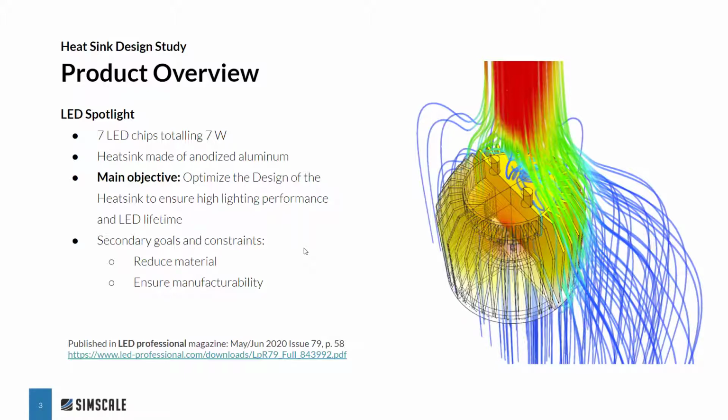We're going to be looking at an LED module with 7 LED diodes or chips totaling 7 watts of dissipated heat. And the objective is, as I said earlier, to optimize the design of the heatsink, ensuring the best quality lighting performance as well as the LED lifetime. The result of interest that's going to indicate both of these two parameters is the junction temperature of the LED. So that's really going to be our result of interest.